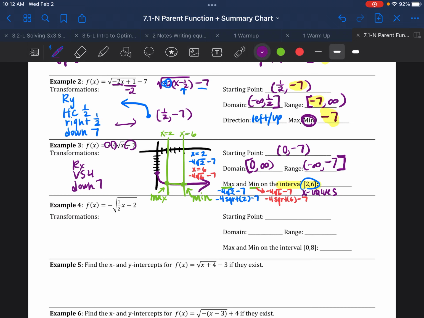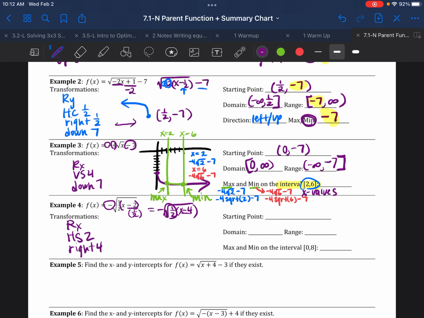Okay, example 4. We have another Rx. And then this is bad form. So I have to add parentheses and divide this -2 by this 1/2. Remember, dividing by 1/2 is the same as multiplying by 2. And so in good form, we would have 1/2 x minus 4. If I were to redistribute 1/2 times 4, I'd get that 2 again. And so we have the Rx, we have the horizontal stretch by 2, and then we have our right 4.